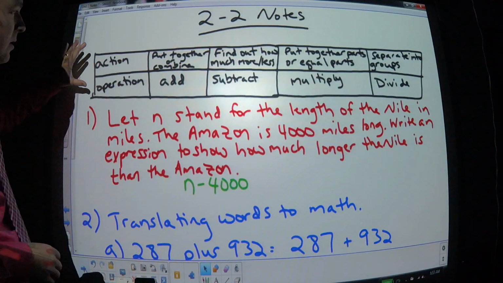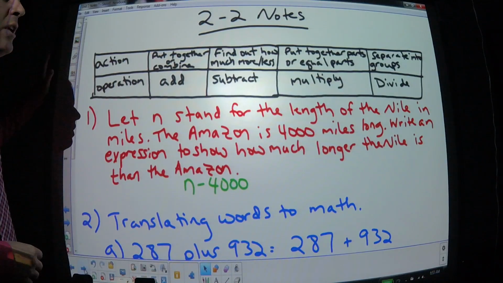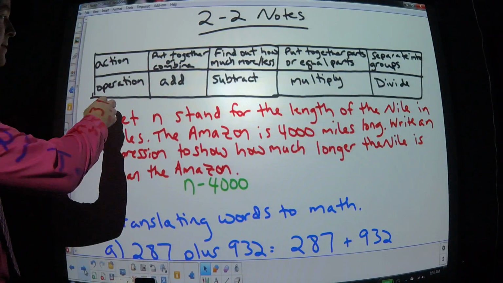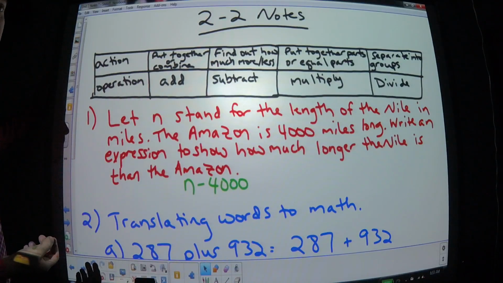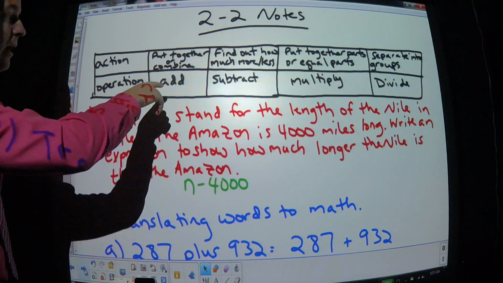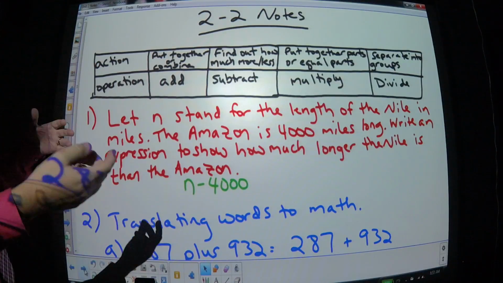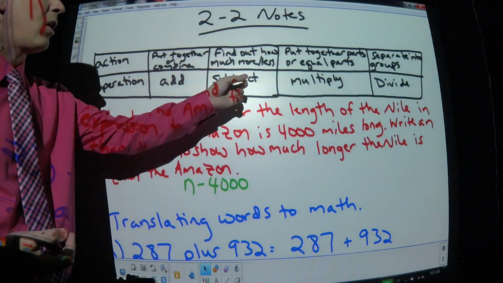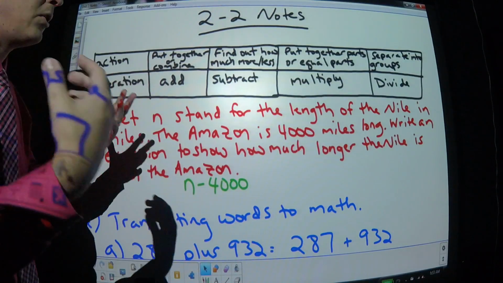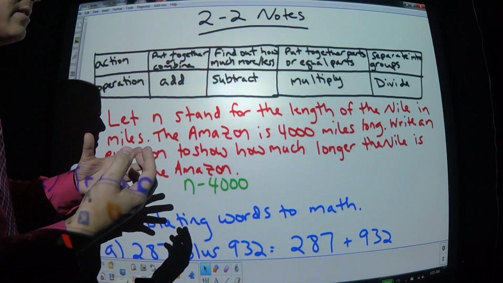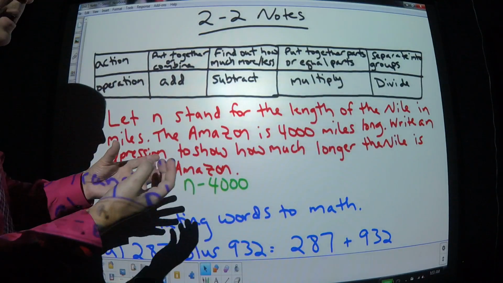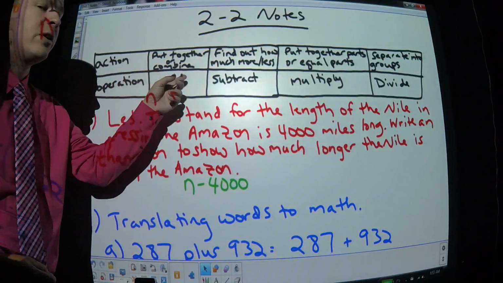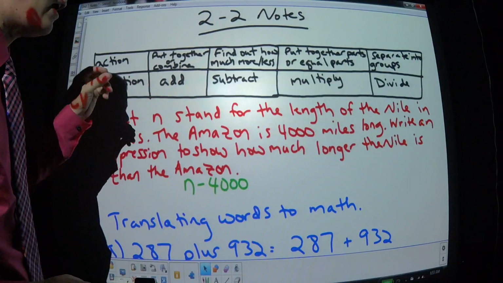Okay? And so this table up at the top is here to let you know that if you're looking at a word problem and they tell you, for instance, put together or combine, that the operation being done in the problem is addition. Or if they tell you how much more or less, then you are subtracting. Or that if you're putting into equal parts, that it's multiplication. Or if you're separating them into groups, then it's division. Okay? So this way it's easy whenever you're looking at a word problem to know what the operation is.